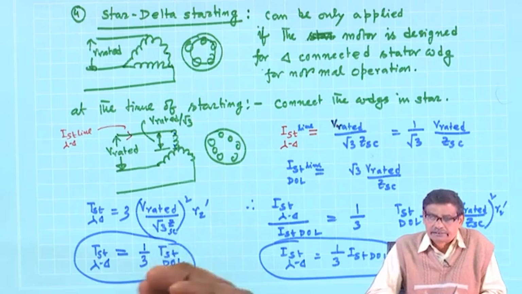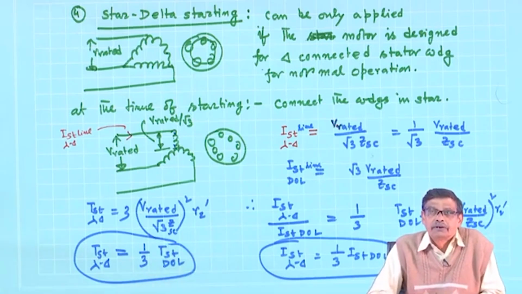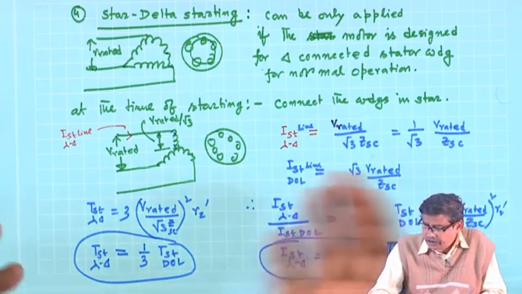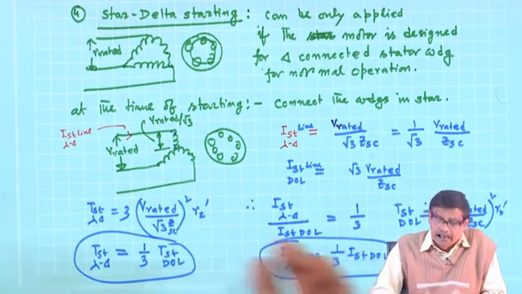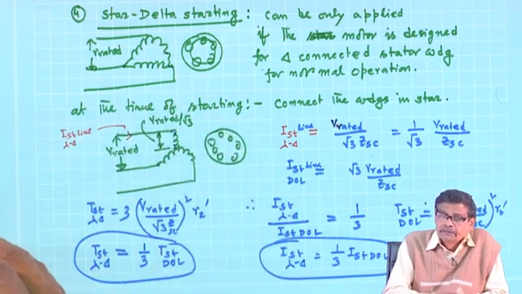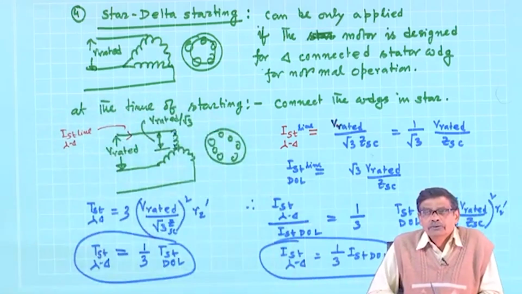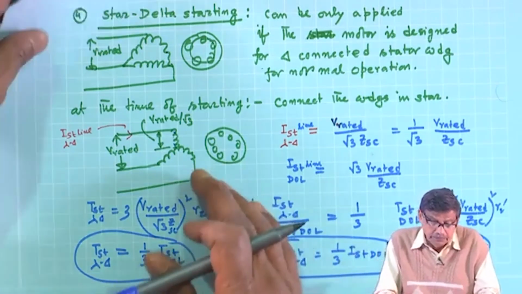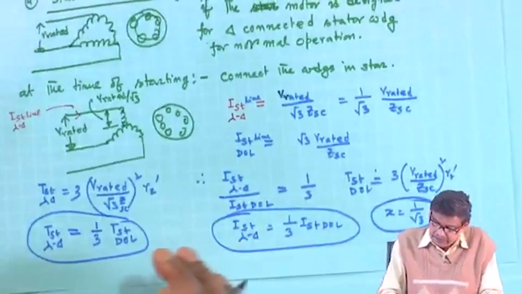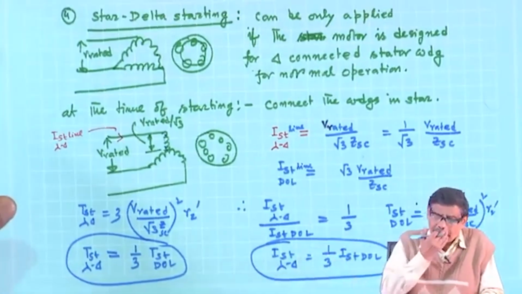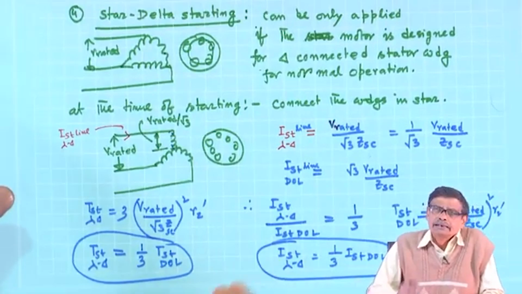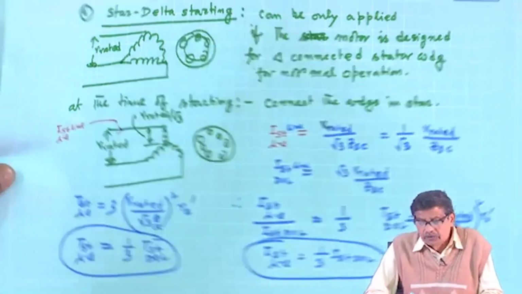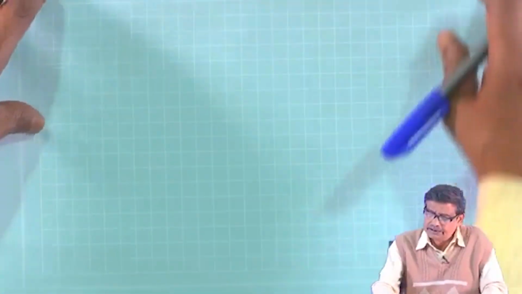Okay, at the time of starting there was some problem, large current, then you try to reduce that current by a factor of 1/3 and connect it in star. Then once again you have to go to the delta connection for normal operation. So this point must be noted, that after the machine has started and speed has gone up, once again switch over to delta connection. How can this be done? Very simply and nicely, in the machine lab for small motors, it can be easily demonstrated.